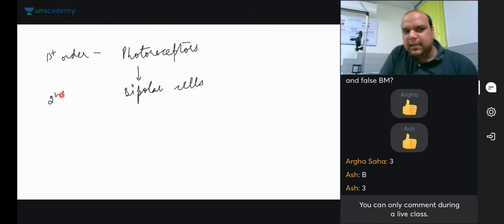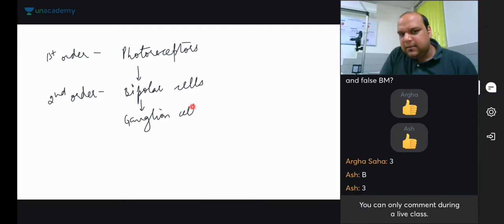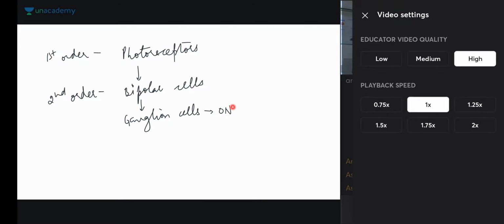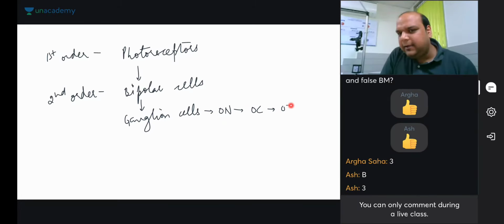becomes the second order neuron. Then from bipolar cell, we will move on to the ganglion cells, optic nerve, from optic nerve, optic chiasma, optic tract, lateral geniculate body. So all of these are third order neurons.